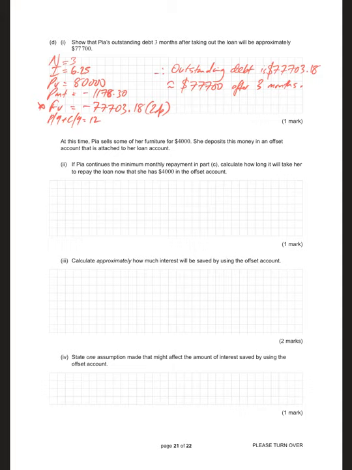At this time, Pia sells her furniture for $4 grand. She deposits it in an offset account. So we need to work out how long it's going to take to repay the loan now that she's got $4 grand in an offset account. So we're working out N. The interest rate stays the same. She still owes $77,703.18, but she's offsetting it with $4 grand in the offset account. So it's going to be 73,703.18. She's making the same repayments.